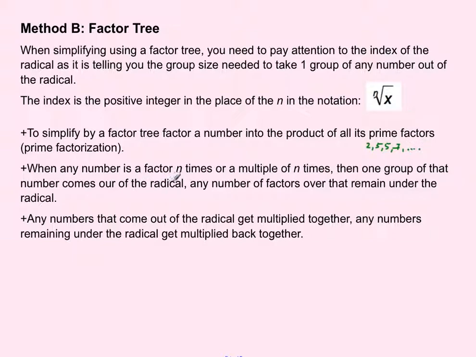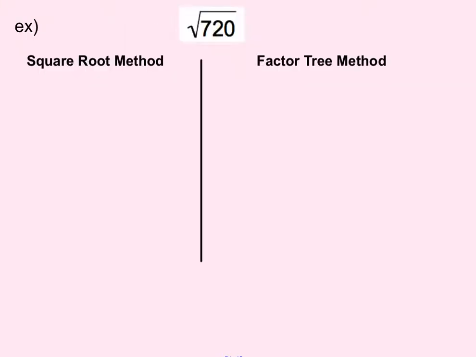When any number is a factor n times, or a multiple of n times, then one group of that number comes out of the radical. Any number of factors over that remains under the radical. Any numbers that come out of the radical get multiplied together. Any numbers that remain underneath the radical also get multiplied back together. We can also do this for variables, and we'll do that in an example as well. Okay, so there's our two methods. Let's see them in action, because that's going to make this make more sense.